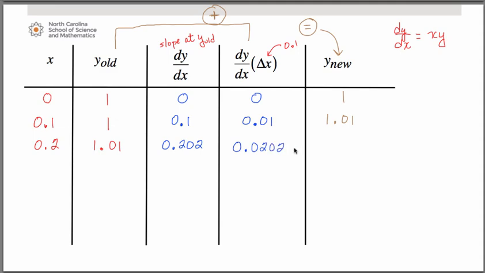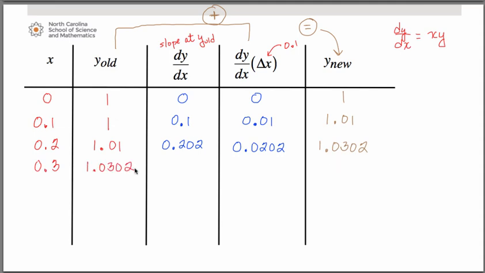One thing you're going to notice is that we tend to carry out a few more decimal places, so it's not uncommon to carry it out to maybe 4 or 5 places after the decimal, and we really just do that for accuracy's sake. Finishing out the formula, we have our old y value plus dy/dx times delta x. So we have 1.01 plus 0.0202, and that gives me 1.0302. My next x value would be 0.3. Bring down my previous y.